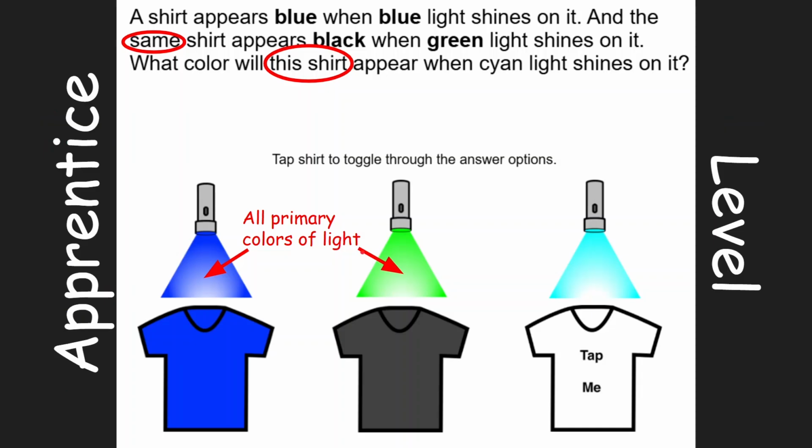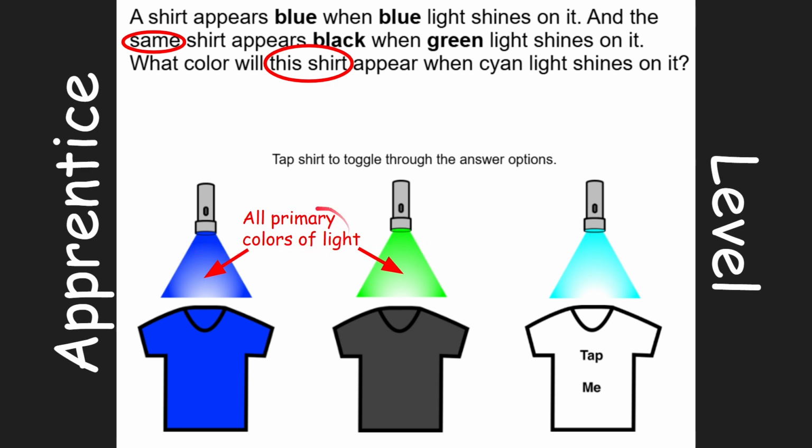All right, straight on into the apprentice level. First of all, I want you to notice that we are dealing with the same shirt in each picture. We have the first shirt, then the same shirt in the second picture, and this shirt, meaning the same one, in the last picture. So if we find out it reflects or absorbs certain colors of light, that will apply to all the pictures. So first, let's take a look at our first one.